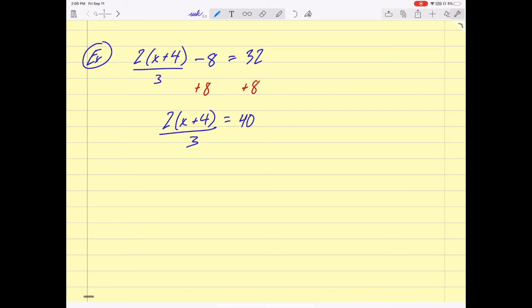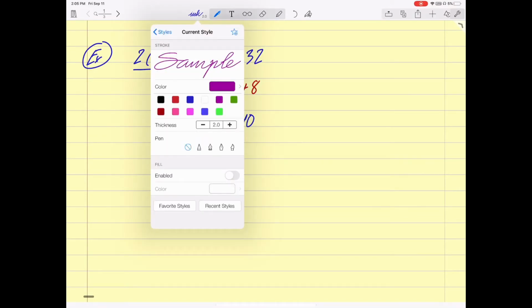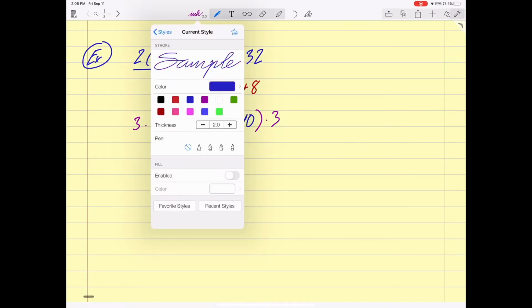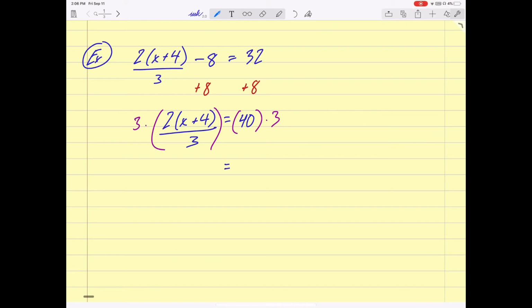You can do this a number of ways. This expression on the right is divided by 3, so we would need to multiply both sides by 3. I'm going to put this in parentheses, which is important to do, and then multiply by 3 on both sides. Let's do the right side first: 40 times 3 is 120.